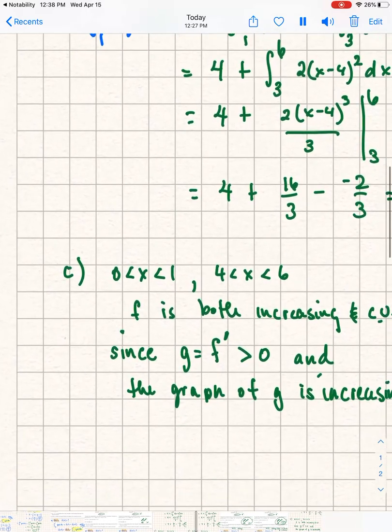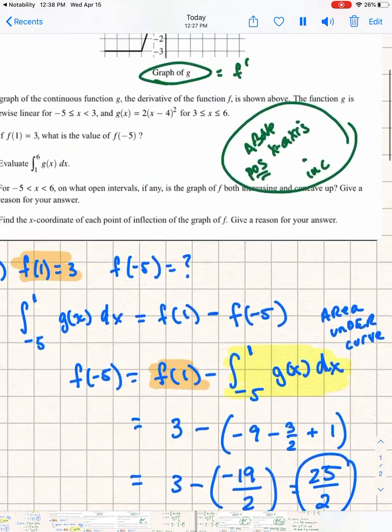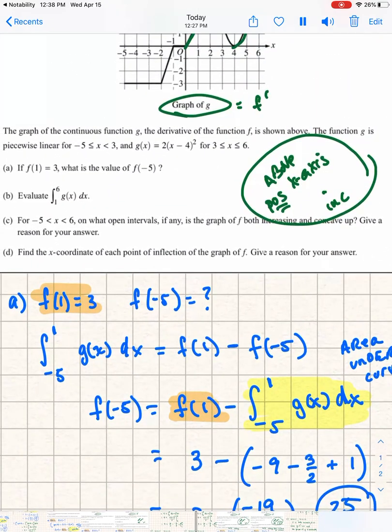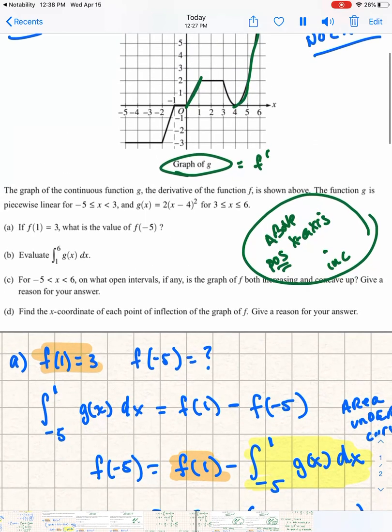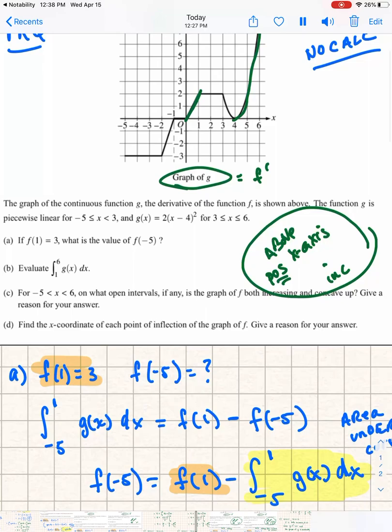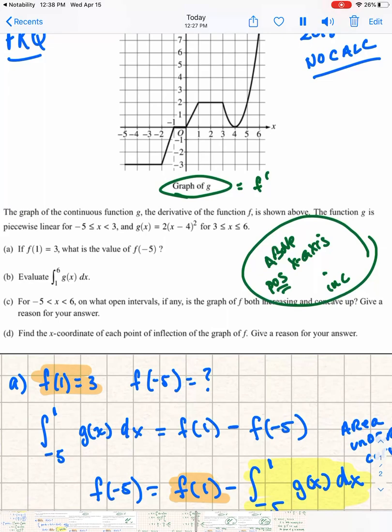Okay. All right. Last one we have. Find the x-coordinate of each point of inflection of the graph of f. So let's look at this again. Let's erase some things. So we're looking for points of inflection now.